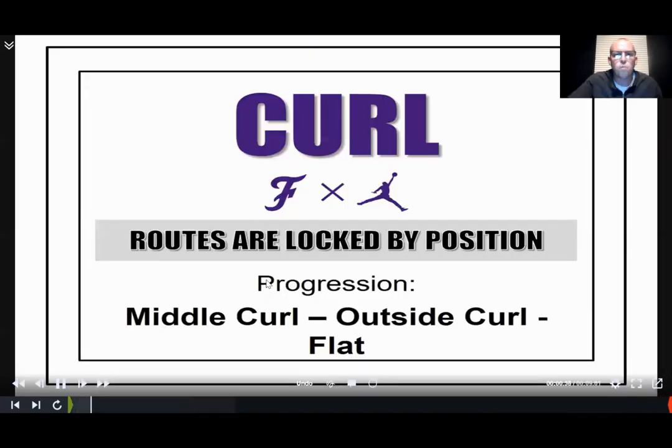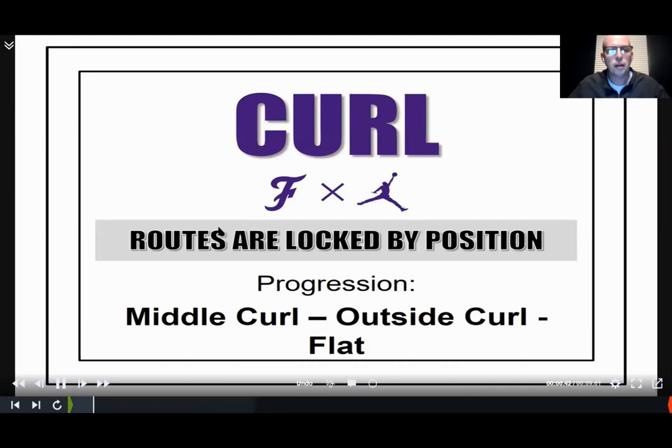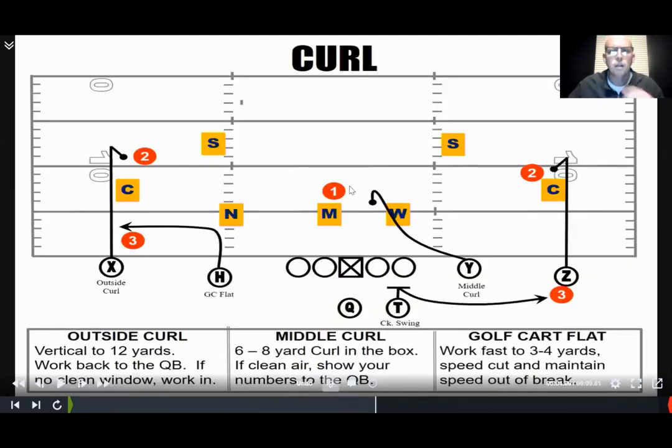All right. Let me go to one more here. So curls, this will be the last one, okay? For us, curl now is a full field read. Our routes are locked in by position. Our Y receiver knows he's got the middle curl, the X and the Z know they've got the outside curl, and then the H and the tailback are in the flat. Let me go to the progression of this thing. So quarterback-wise, the first read is the middle curl, so we want to go middle curl.